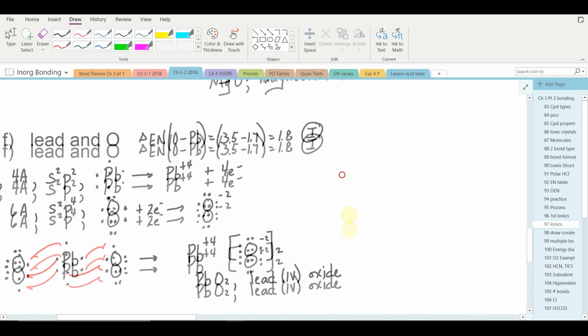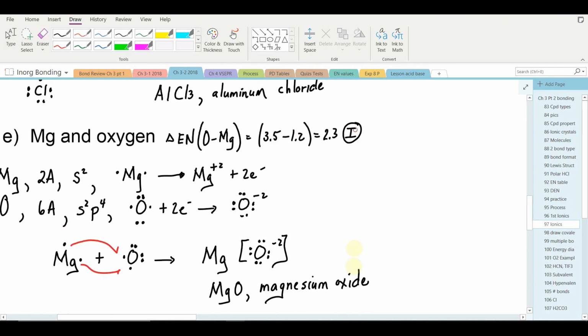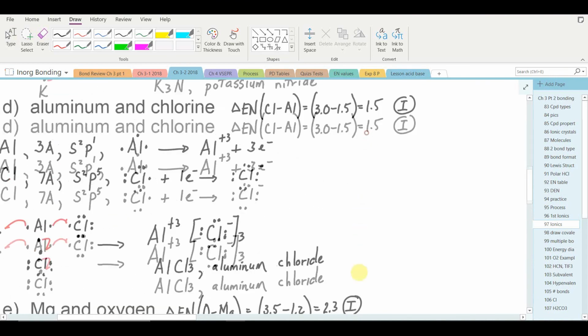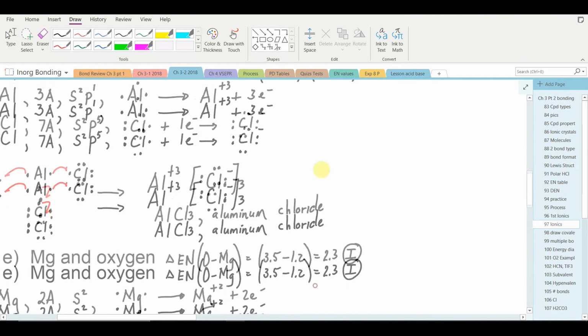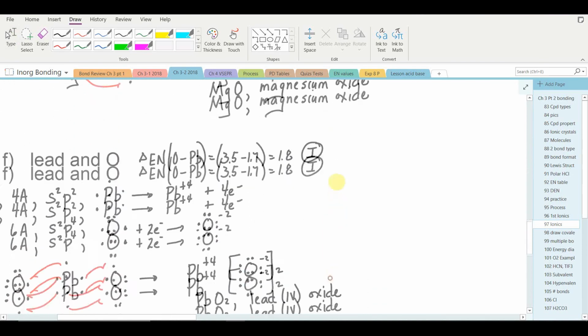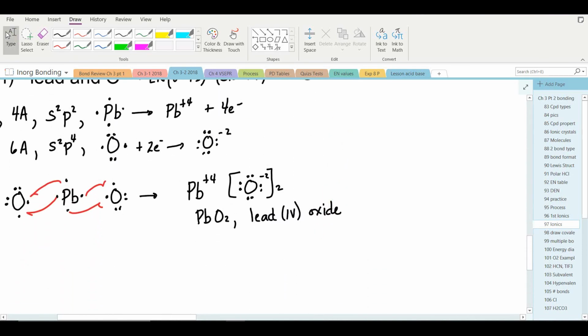Now why did I say lead 4 oxide? Why didn't I say magnesium 2 oxide? Why didn't I say aluminum 3 chloride? Why didn't I say potassium 1 nitride? Do you recall the rules for nomenclature? If the less electronegative atom has only one oxidation state, like in sodium chloride, sodium's always +1, we don't say sodium 1 chloride, we say sodium chloride. We don't say sodium 1 hydroxide, we say sodium hydroxide. So if there's only one oxidation state for the less electronegative atom, it's not stated. But if there's more than one, we have to state it.